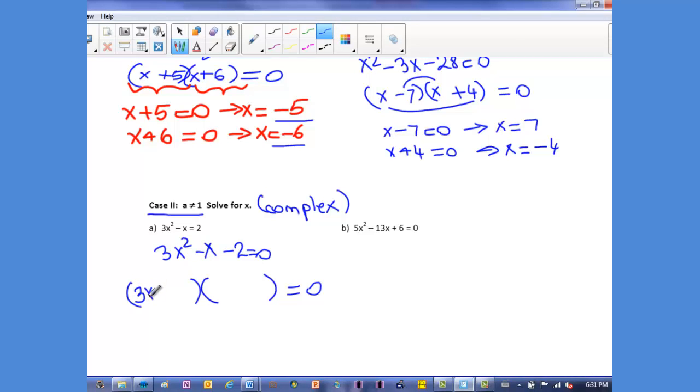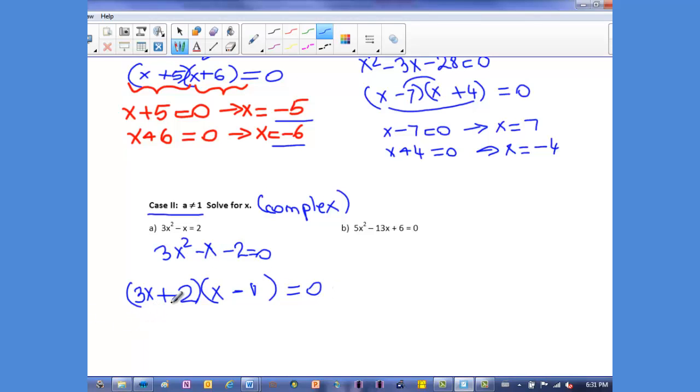So I know that 3x squared comes from multiplying 3x and x, going through factors of 3. Where does negative 2 come from? From either multiplying negative 1 with positive 2 or positive 1 with negative 2. Now I'm looking at the middle term and I know it's a negative term. So somehow I'm going to end up with negative numbers. So I will have something like negative 1 and positive 2 over here. Well, let's verify. Negative 3x plus 2x gives us negative x. 2 times negative 1 gives us negative 2.